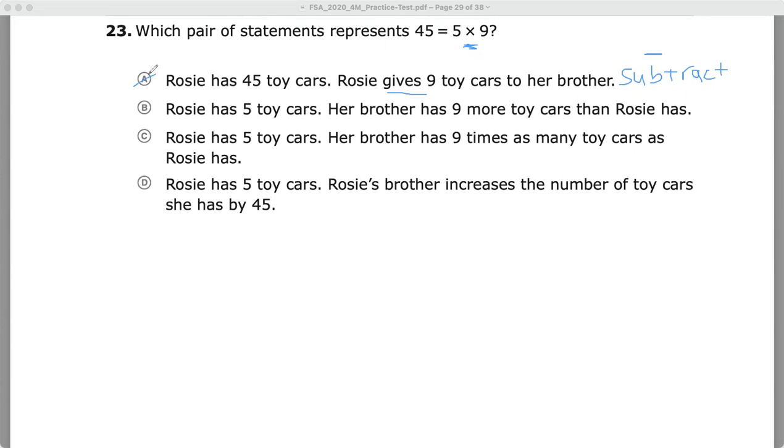B. It's not that because we're looking for times, multiplication. Okay, B. Rosie has 5 toy cars. Her brother has 9 more than Rosie has. So if he has 9 more, that's adding, right? Add. So it's not that one because we are looking for multiplication.